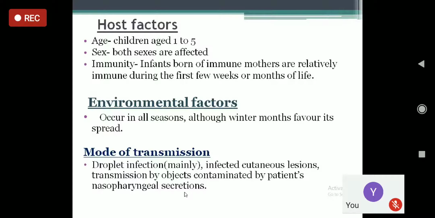The antibodies passed from the mother to the baby remain in the newborn's body for 6 months to 1 year. So it helps to fight against this bacteria. That's how they become immune. Now, environmental factors: diphtheria occurs in all seasons. However, it spreads more in winter months, when most of the children get infected. The mode of transmission is obviously droplet infection.